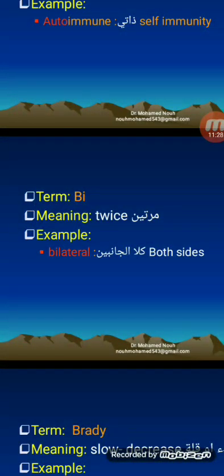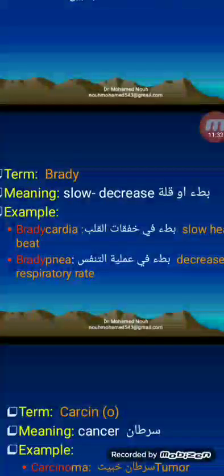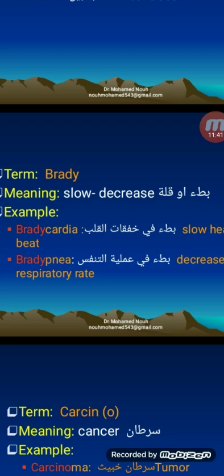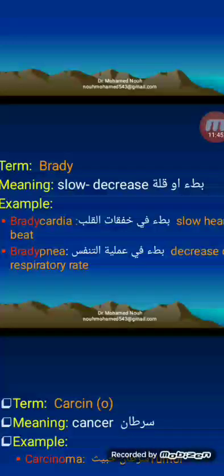Bi means twice. Bilateral, both sides. Brady means slow or decrease. Bradycardia, cardia heart means slow heartbeat. ضربات القلب. Bradypnea, decrease of respiratory rate.